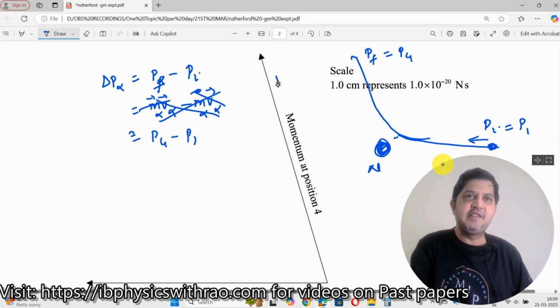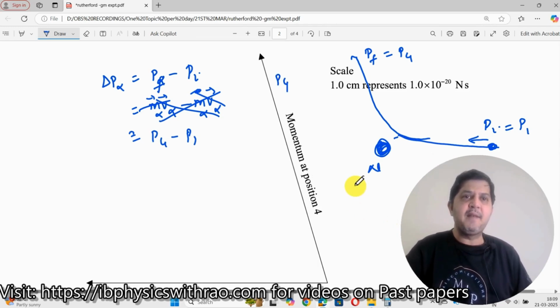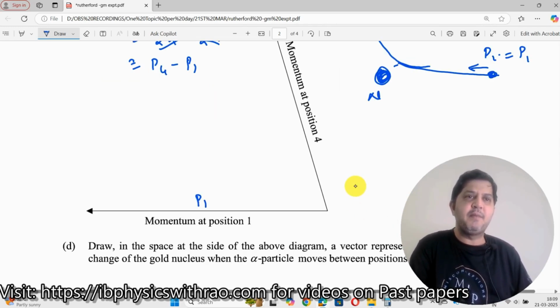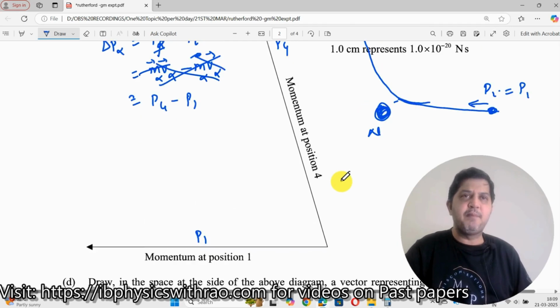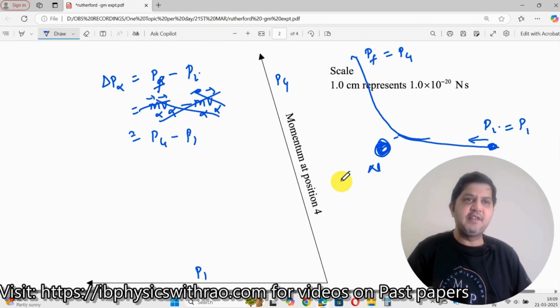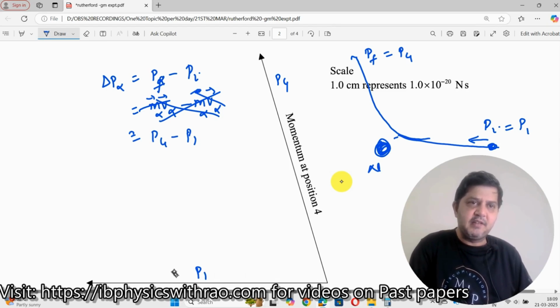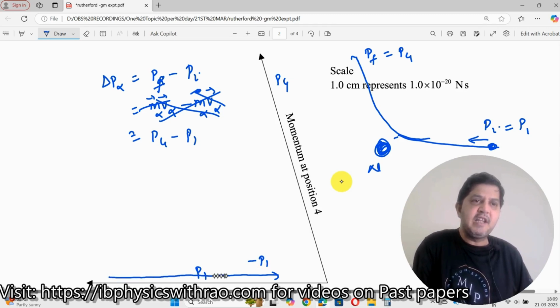Now this is your P4, and this is your P1 over here. Here I have P4 minus P1. I want to write a vector which is P4 minus P1. See, if P1 is in this way, minus P1 should be like this. Am I right? Minus P1 should be like this over here. Minus P1 is like this.